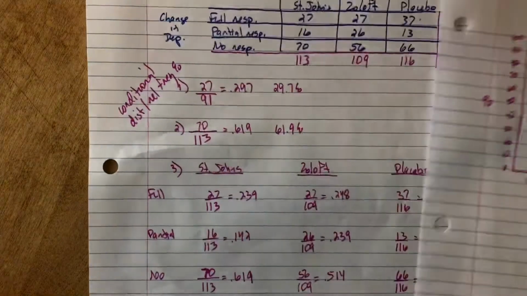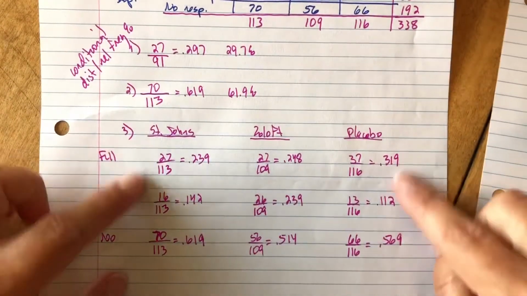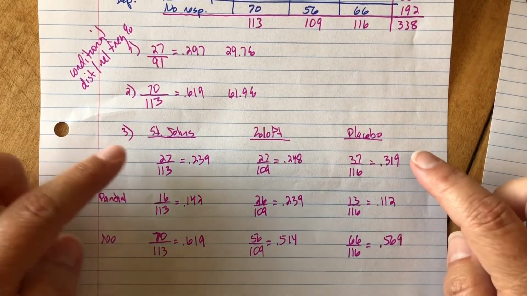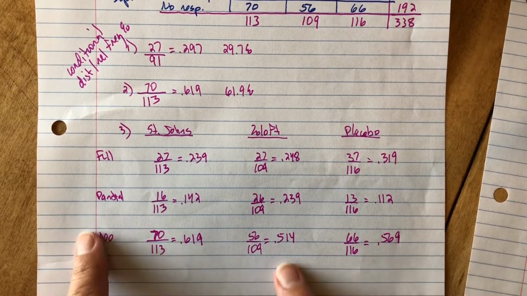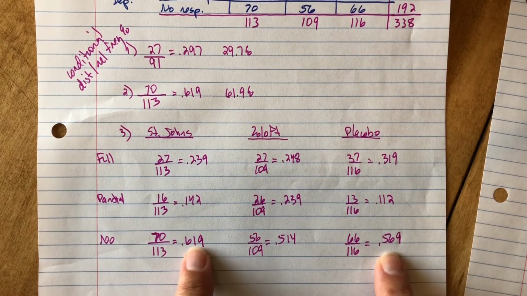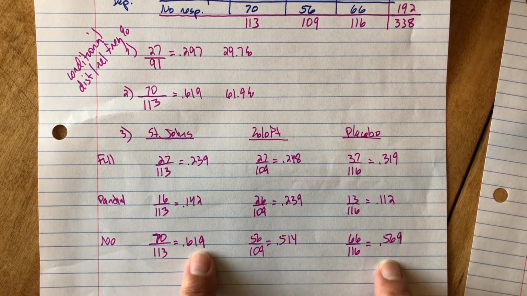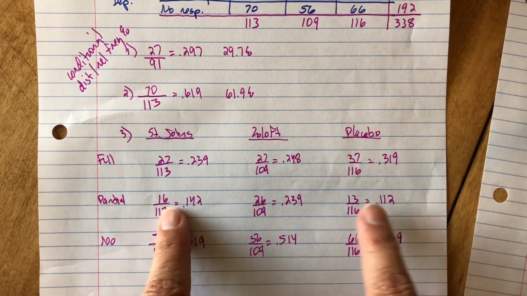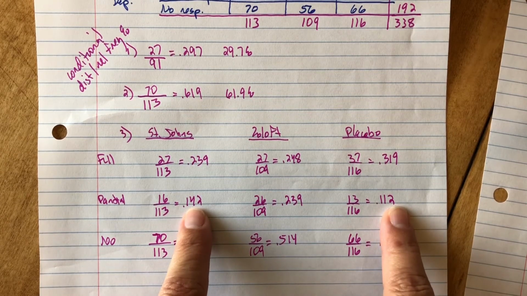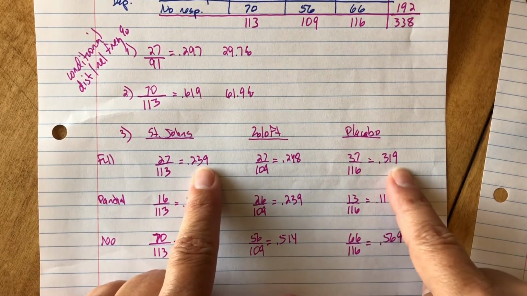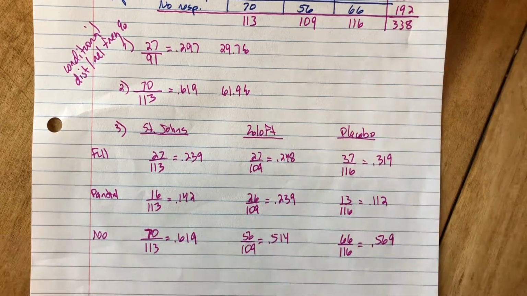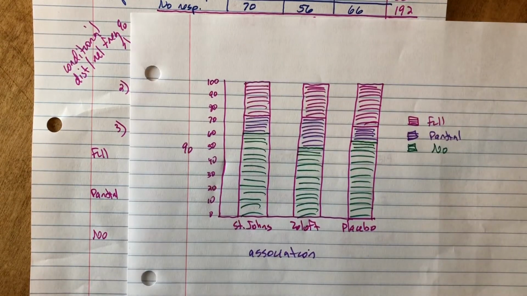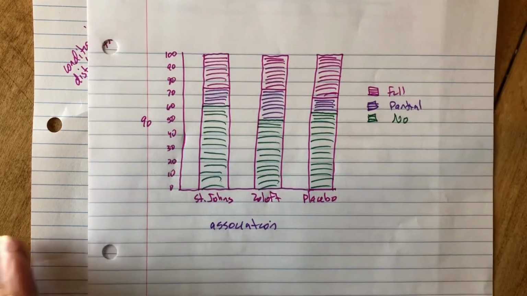If I look at all of these percentages, in all 3 of the treatments, a majority, the larger percentage, had no response, okay? The smaller percentage had partial response, okay? And then the middle percentage all had full response. So even though these percentages aren't exactly the same, and these bar graphs aren't exactly the same, they're kind of close.